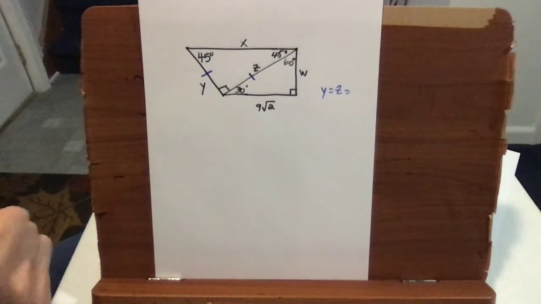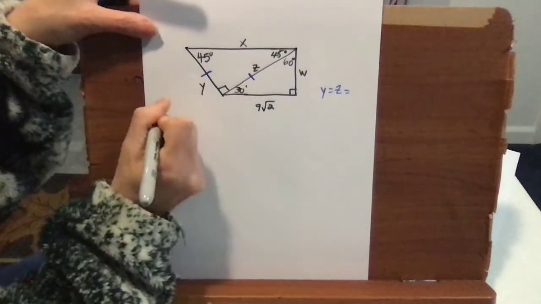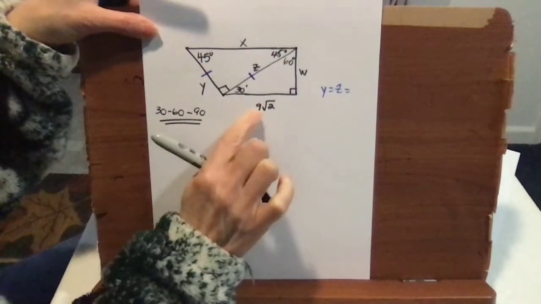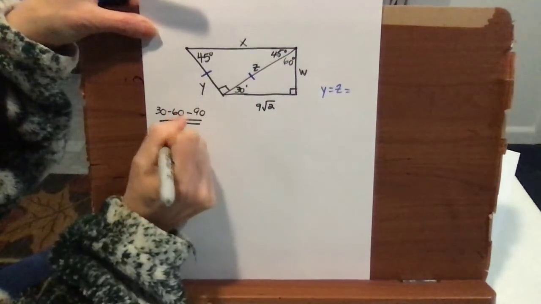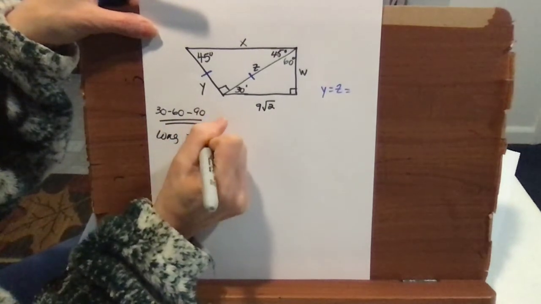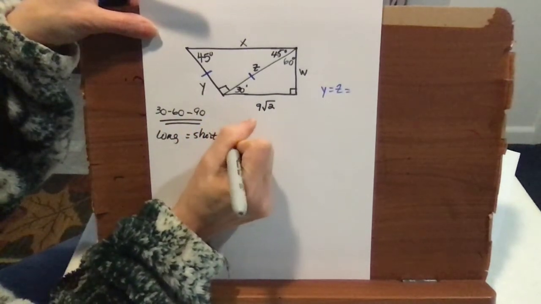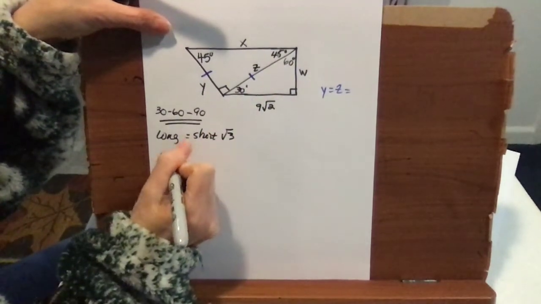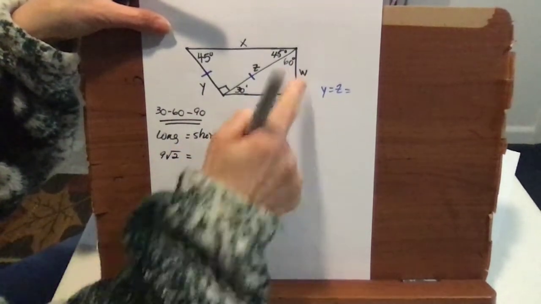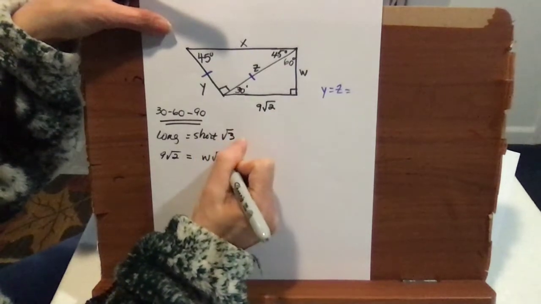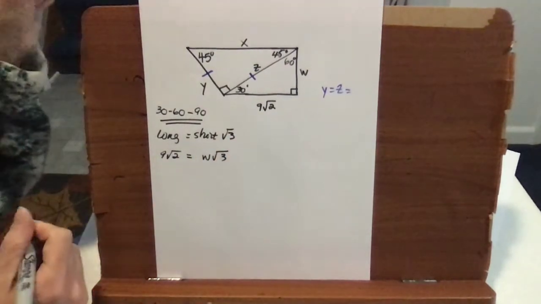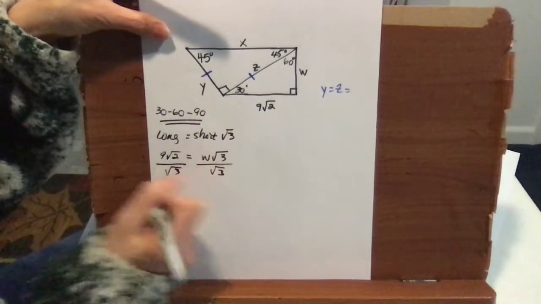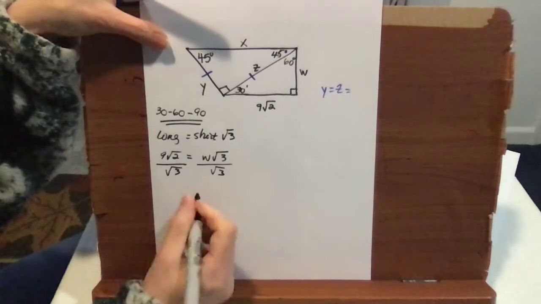So what we're going to do is take this for our 30, 60, 90 right triangle: our long leg is equal to our short leg times root 3. So we have our long leg of 9 root 2. Our short leg is w, and this is root 3 times w. So now we're going to divide by root 3 on each side so we can find out what our short leg is.